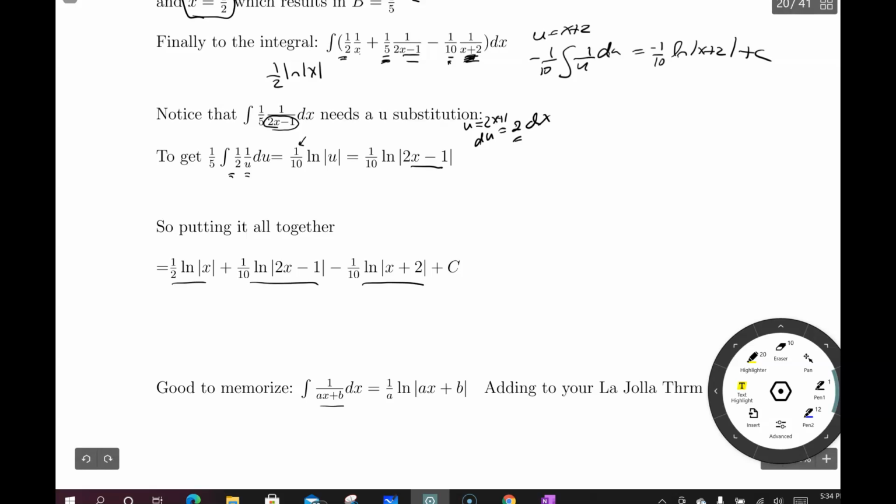So I'm going to suggest you get this memorized. If I have ax plus b, the easy u substitution will give me the 1 over a. So add this to your La Jolla theorem so that I can go right from here to my answer.